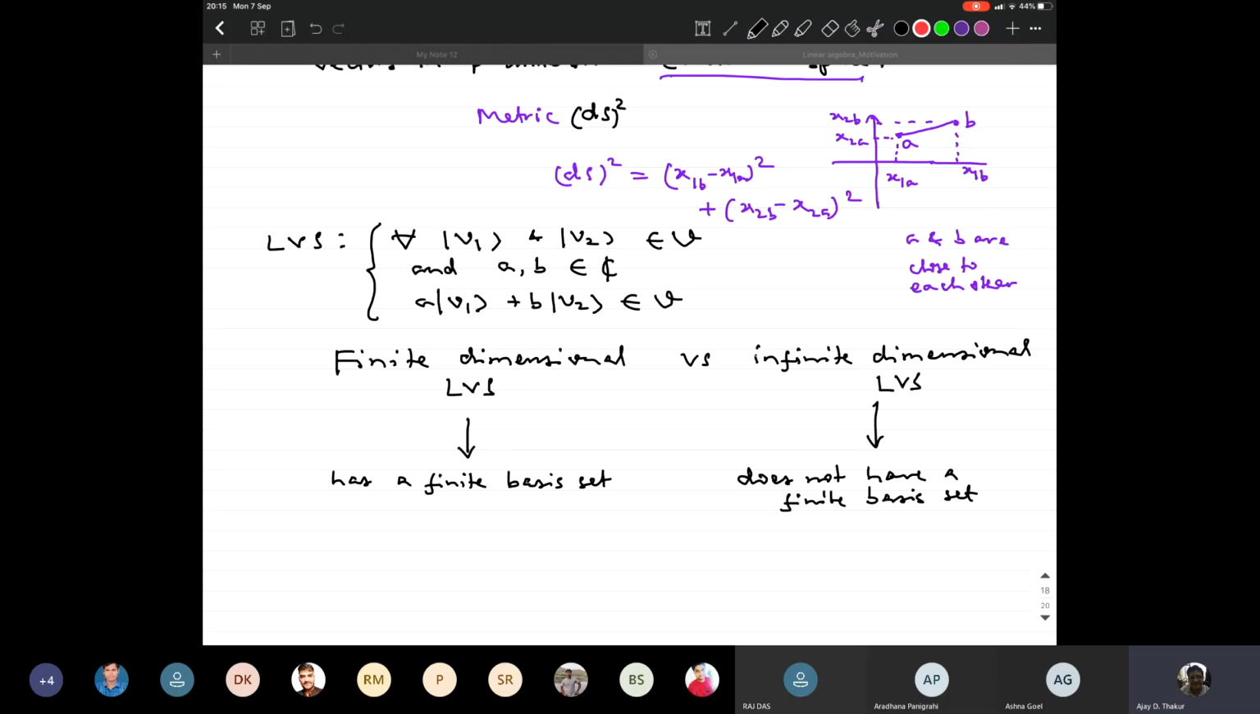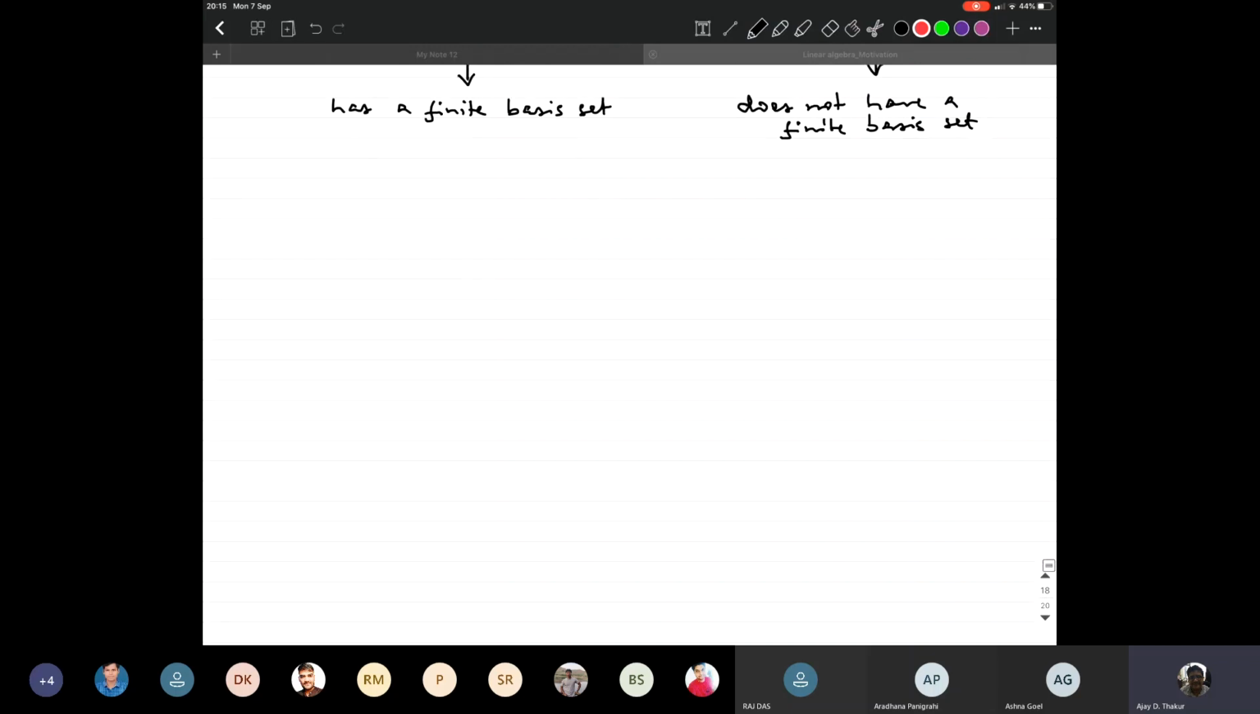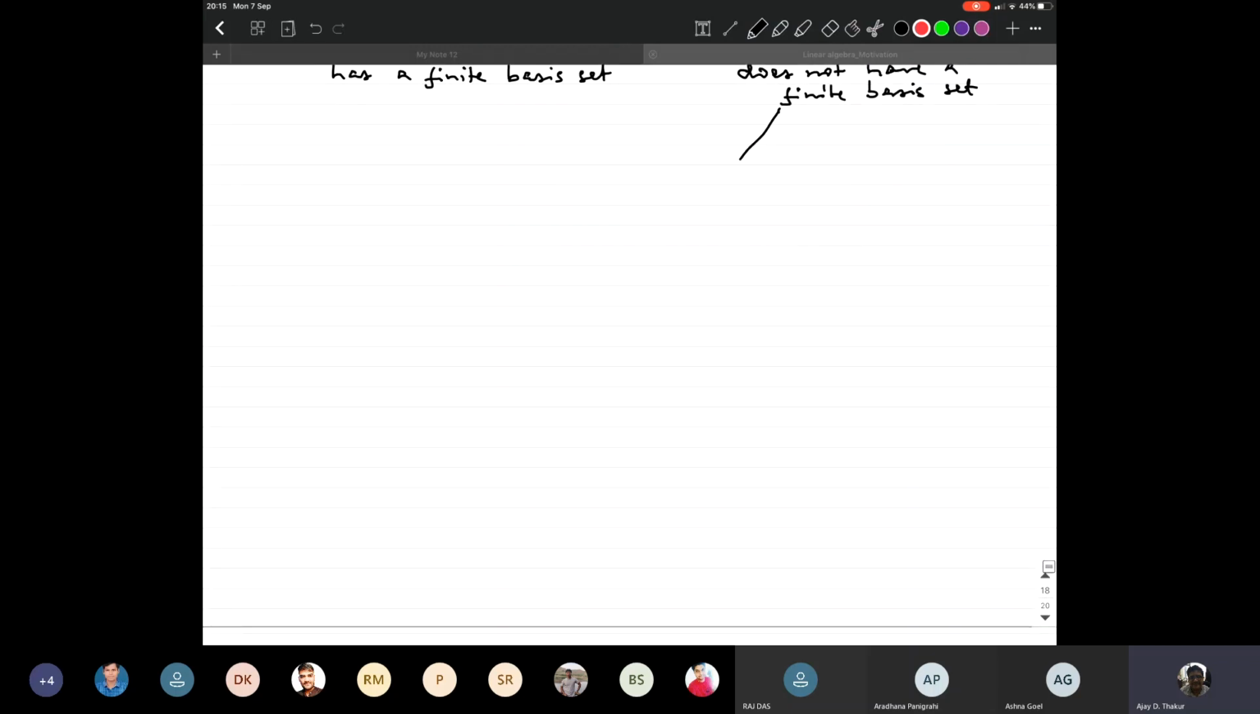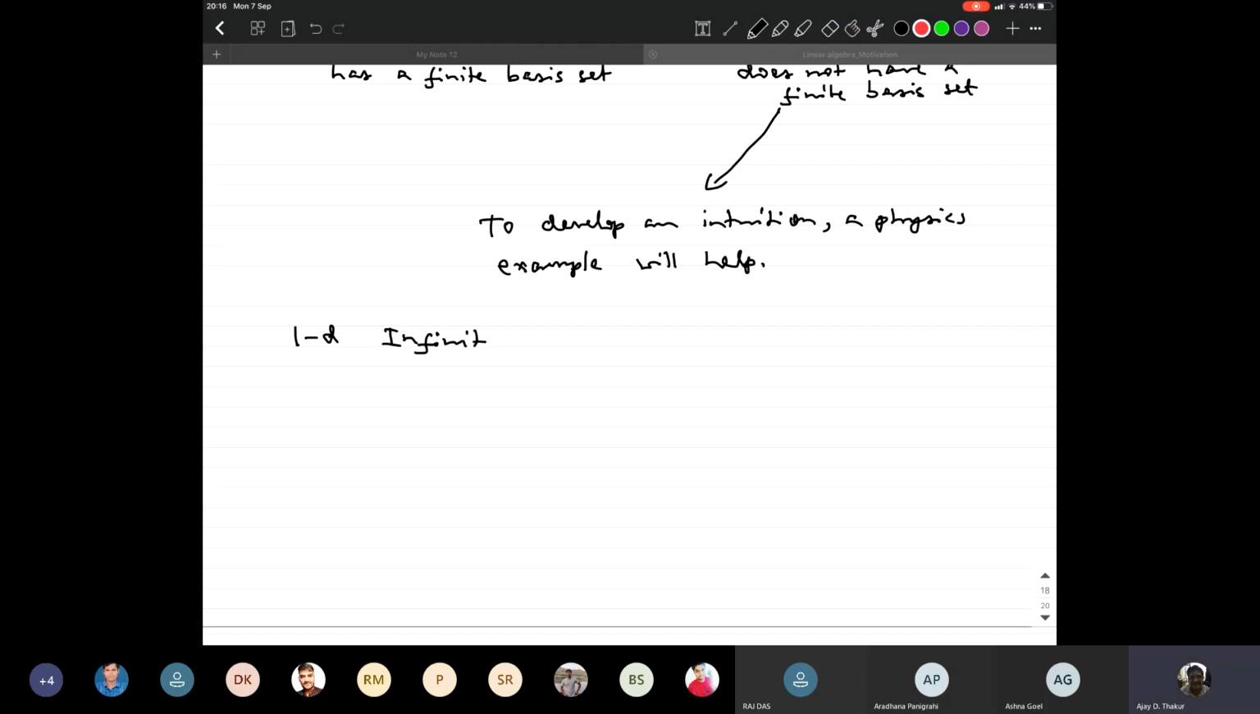But when we are talking about an infinite basis set, or a situation where there is not a finite number of basis members, then it's highly counterintuitive to think about these linear vector spaces. But that's where I think talking of a physics example would help. So to develop an intuition, a physics example will help. And what I would be doing is a 1D infinite potential well.